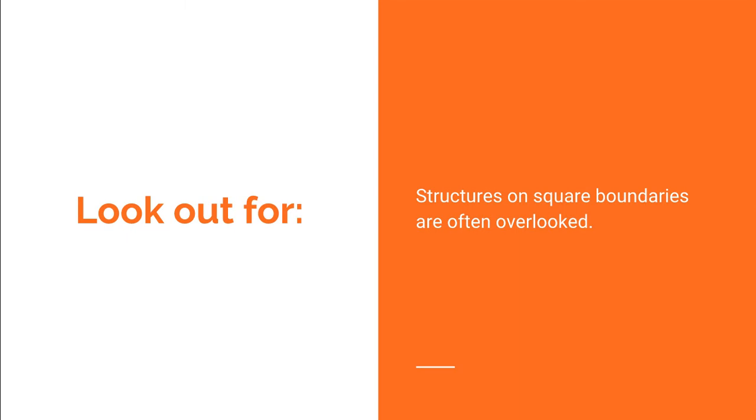Look out for structures on square boundaries that are often overlooked. So picture an image of a village where people live in compounds that are delineated by fences. Sometimes along the fences there are small buildings that you can overlook. Here, for example, here's the main house in this compound, but also in this corner there's a small building along the fence. You would digitize both of these structures.